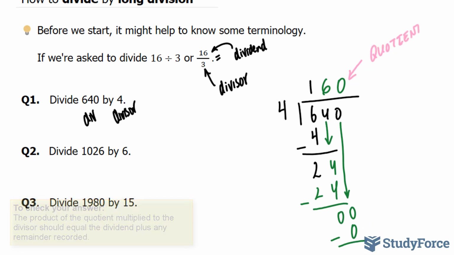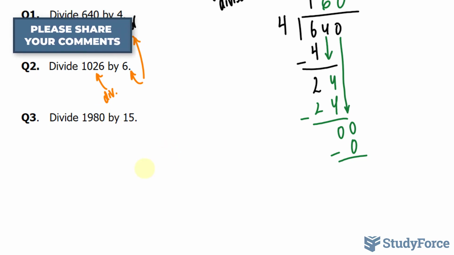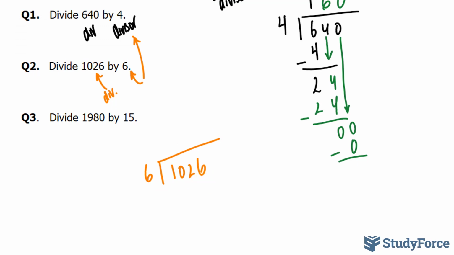In question number 2, we're asked to divide 1026 by 6. The number 6 is our divisor, as was 4 in the previous example, and this is our dividend. Let's go ahead and set this up. We have 6 and 1026 in here. Now, how many times does this 6 fit into 1? It doesn't. So you group the next number with it. How many times does 6 fit into 10? Once. 1 times 6 is equal to 6. 10 minus 6 is equal to 4.